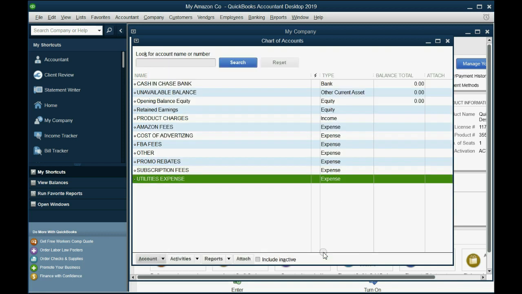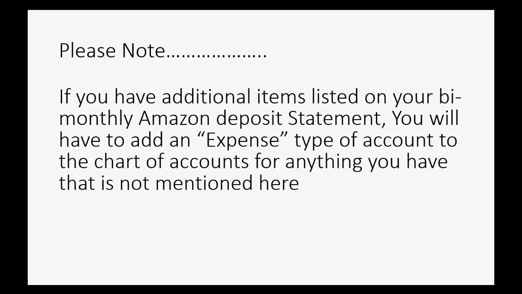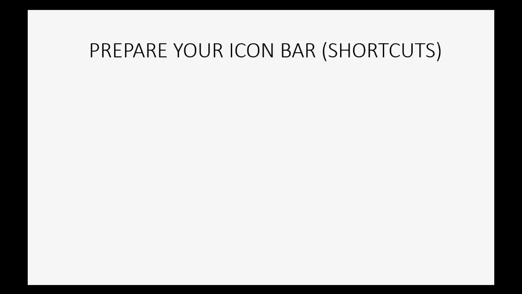Save and close. And now your chart of accounts is set up. Please note, if you have additional items listed on your bi-monthly Amazon deposit statement, you will have to add an expense type of account to the chart of accounts for anything that they deduct from your deposit that was not mentioned here. And you would add it exactly the way you just saw.